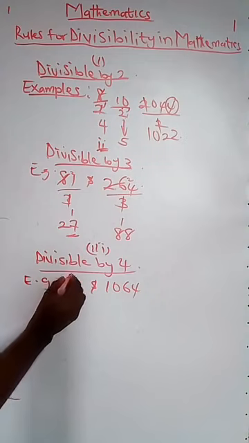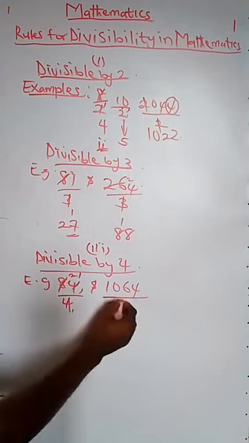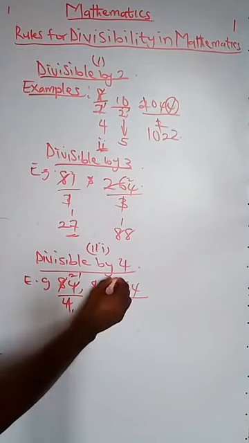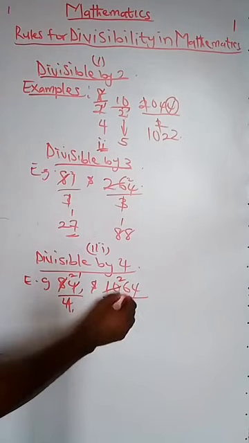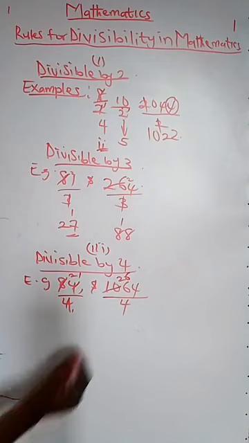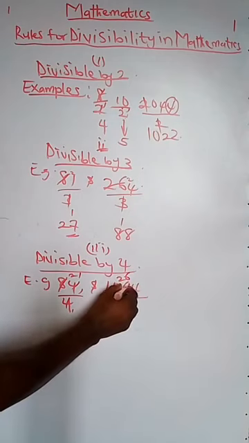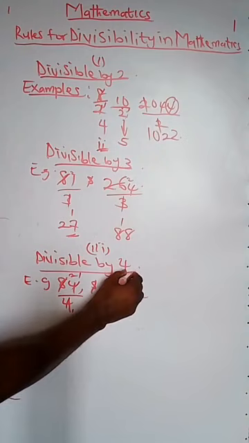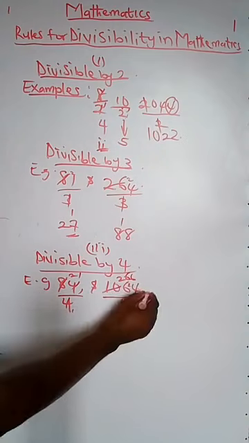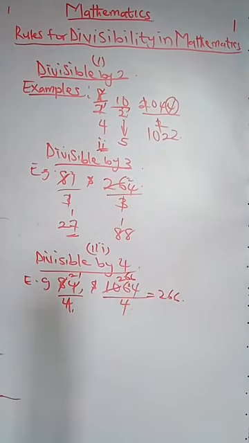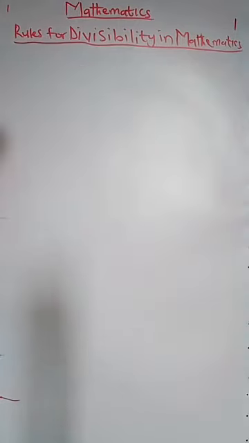So let's check. 4 here, 2. 4 here, 1. 4 here, 2. This is 21, right? Let's check this too. 4 in 10, 2. 4 in 24, 6. Remainder 2, right? Because 4 in 26 is 6, remainder 2. 4 in 24, that is 6 again. So this one is 266. So that is how to determine if a number is divisible by 4. Let's move to the next one.